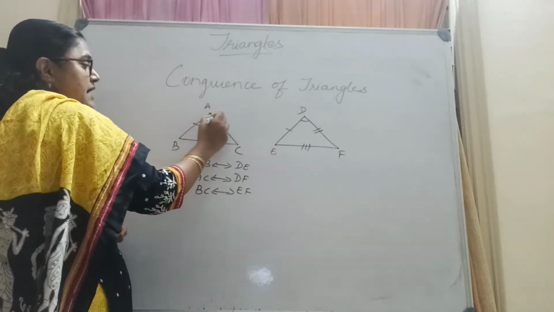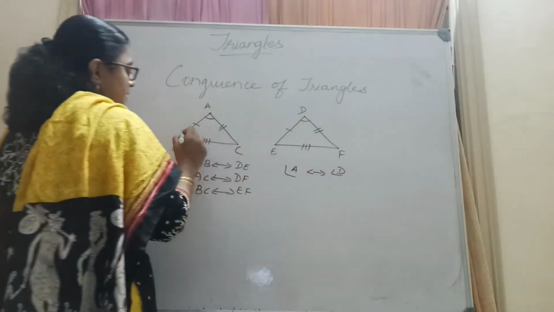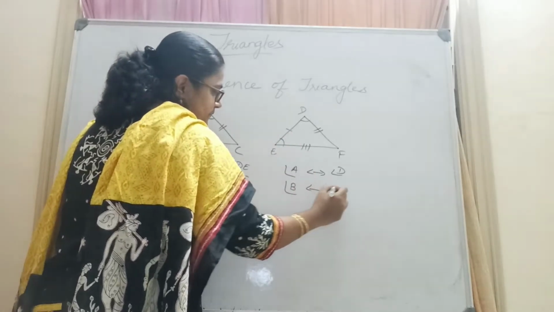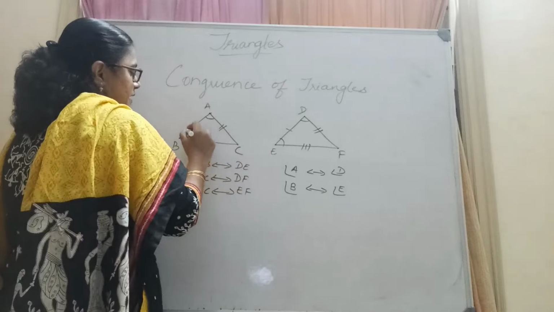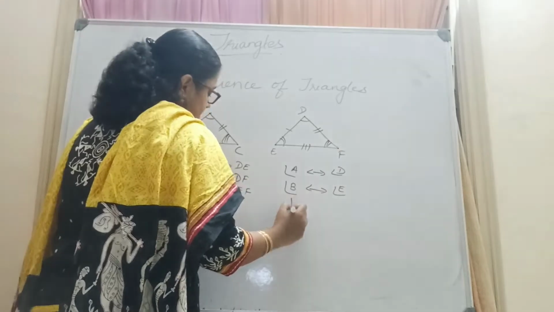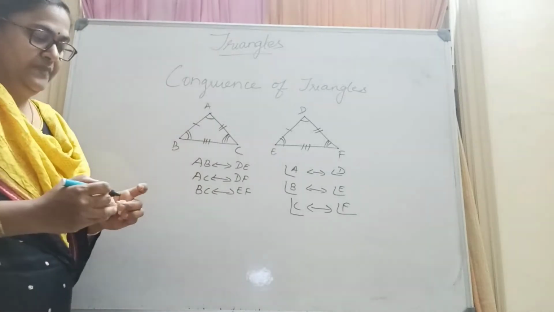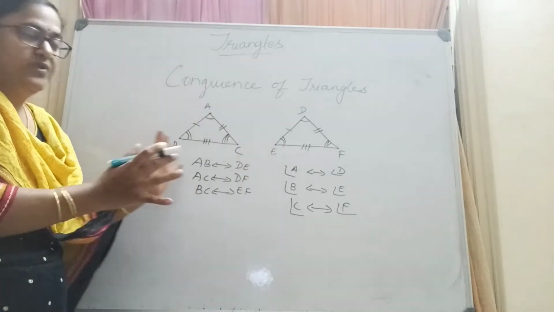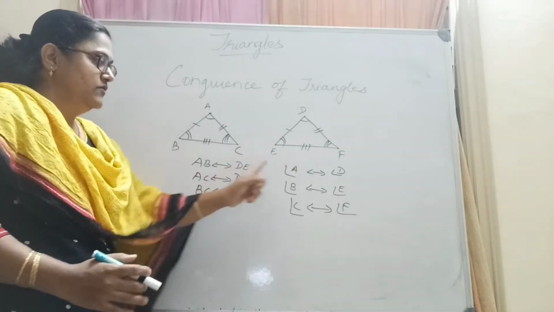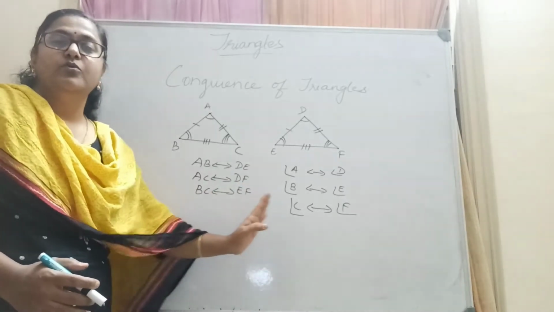Now, talking about angles, angle A is corresponding to angle D. Angle B is corresponding to angle E. Angle F is corresponding to angle C. Right? Now, how many informations do we have to prove that the triangles are congruent to each other? 6 informations. 1, 2, 3, 4, 5, 6. 6 informations we have to prove that the triangles are congruent to each other.